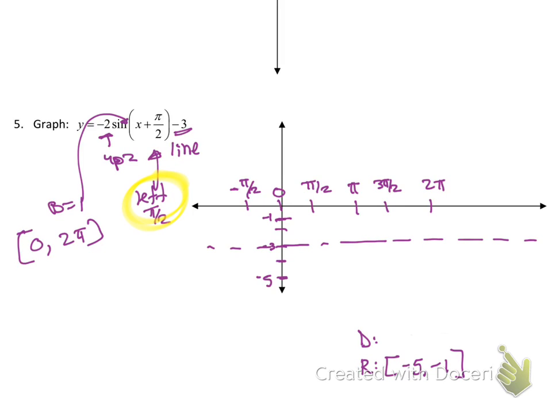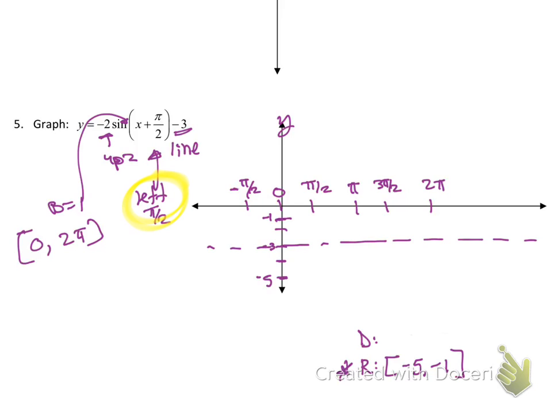Okay, so hopefully by now, since you're turning it back on, you have labeled your axes, right? The line is at negative 3. So that's the first thing I did on my y-axis. I put negative 3, I drew a line. The amplitude is 2, so 2 above that line is negative 1, 2 below it is negative 5. Therefore, the range is from negative 5 to negative 1.